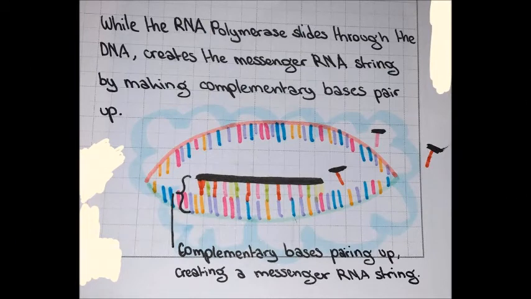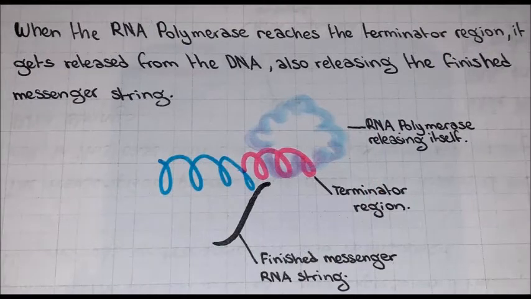While the RNA polymerase slides through the DNA, it creates the messenger RNA string by making complementary bases pair up. When the RNA polymerase reaches the terminator region, it gets released from the DNA, also releasing the finished messenger string.